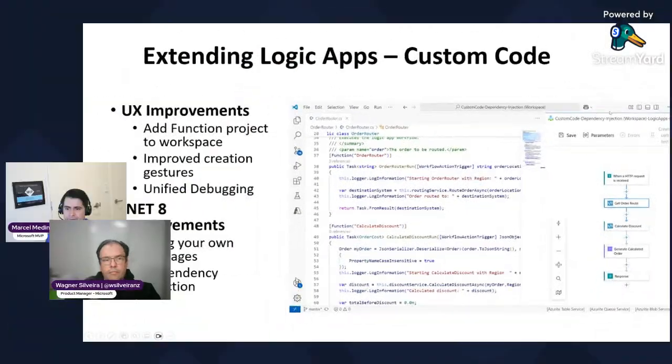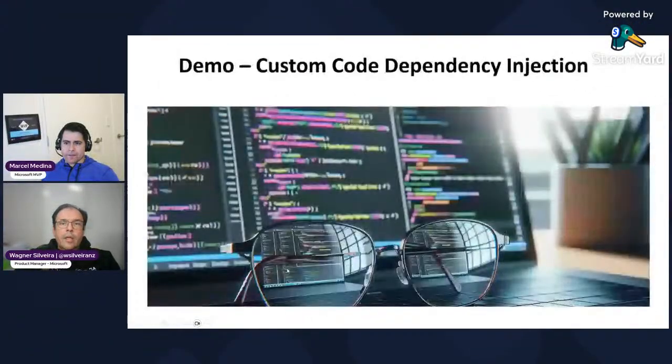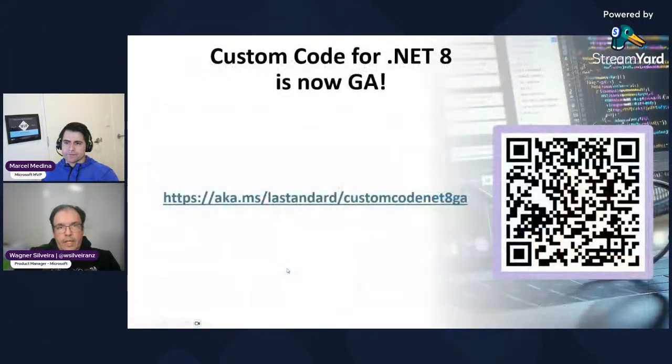So as I said, custom .NET 8 is in GA. If you wanted to understand a little bit more or get copies of those samples, you can go to the LA standard custom code .NET 8 GA, and take a look at that blog post as well.